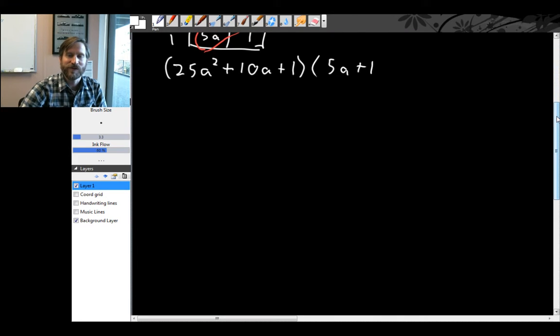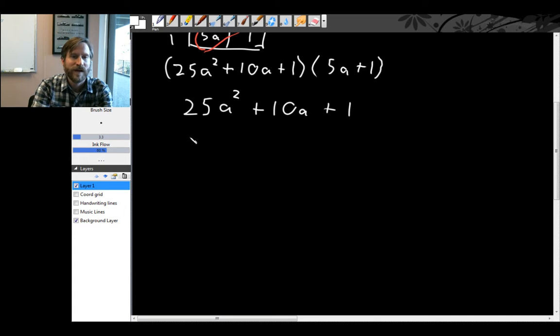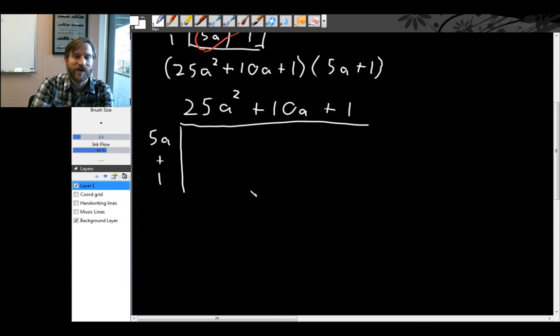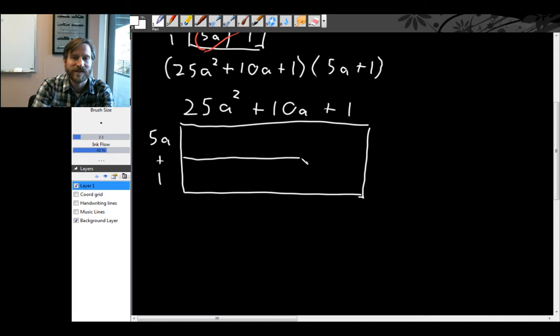So now we need to finish up by multiplying these things. We can use, again, any method you want, but for variety, we will use the box method again. So 25a squared plus 10a plus 1, we're going to multiply that by 5a plus 1. Notice this time our box has more columns than it does rows, and that's fine. This method still works the same way. We're still going to multiply each column by each row.